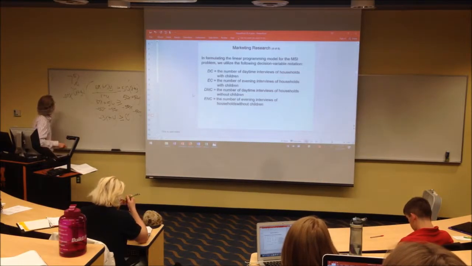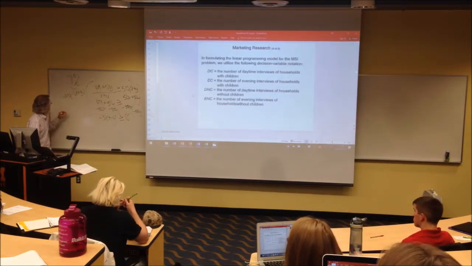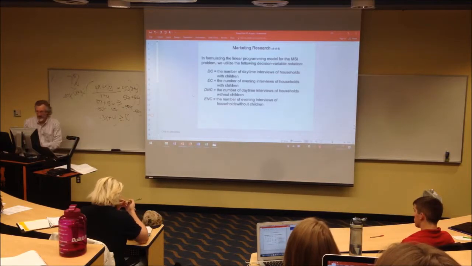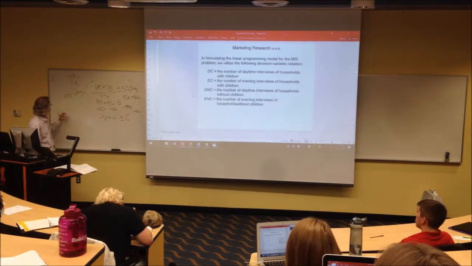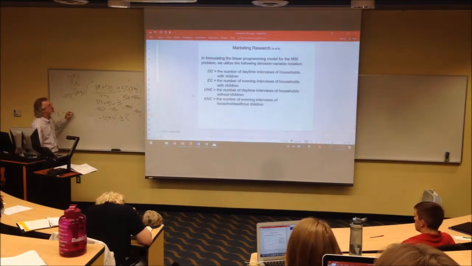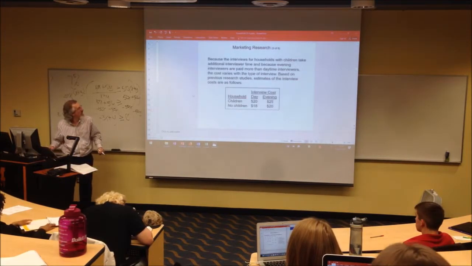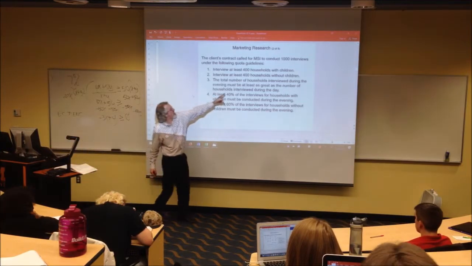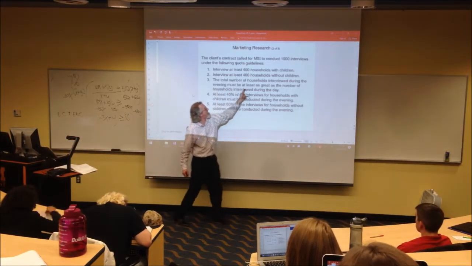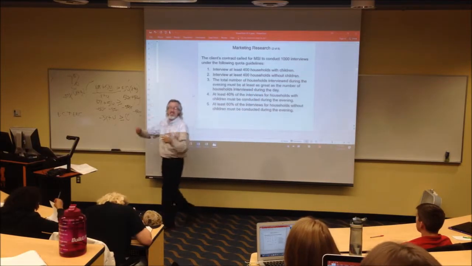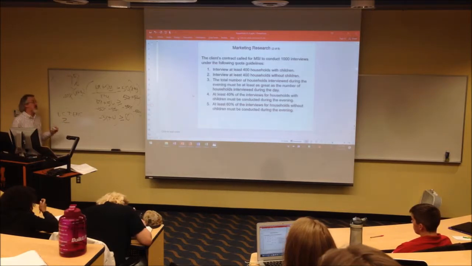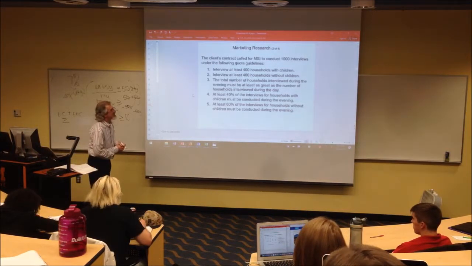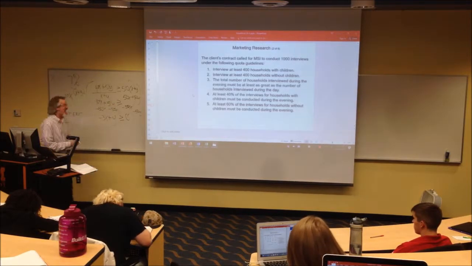Daytime, evening. EC is evening with children, and ENC is evening with no children, so EC plus ENC represents all evening. So there's the two variables. Here we go. The total number of households interviewed during the evening must be at least as great as, greater than or equal to, less than or equal to. That's tough. Greater than or equal to, at least as great as, the number of households interviewed during the day.